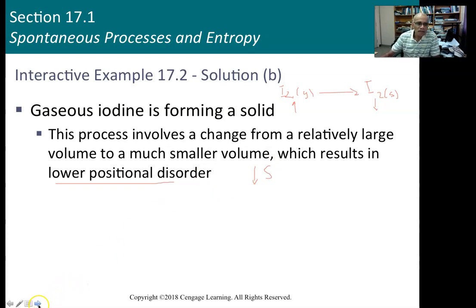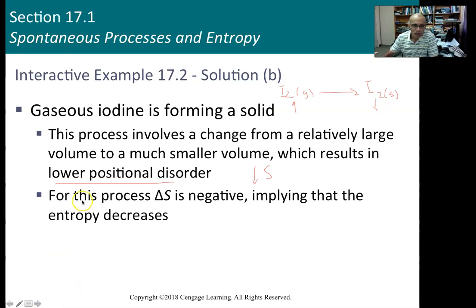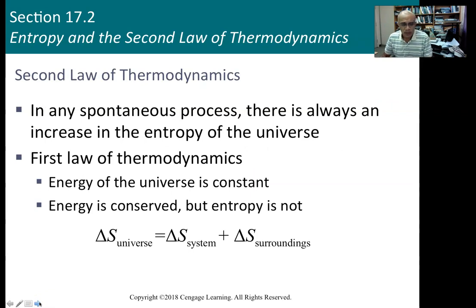In thermodynamics, what we're going to say is that the entropy of the system favors the disorder. So what is happening in here? For this process, delta S is negative, implying that the entropy decreases. That's just a repeat of what I've said. Let's look at that. There is some positional entropy that is increasing, and there are others that are decreasing. So what is the summation of this situation that we can put together?